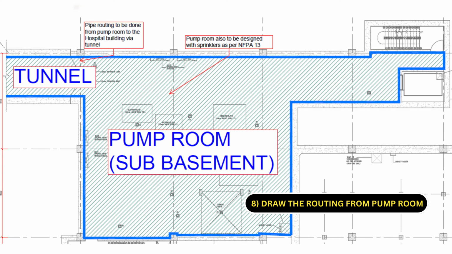So we are almost going to conclude the design, but please note we need to space the sprinklers in the pump room as well as per NFPA 13 requirements. Finally, we need to draw the routing of the pipes from the pump room till the hospital building. In our case, the pipe will travel through the tunnel to reach the hospital. So basically, we have finished our design.